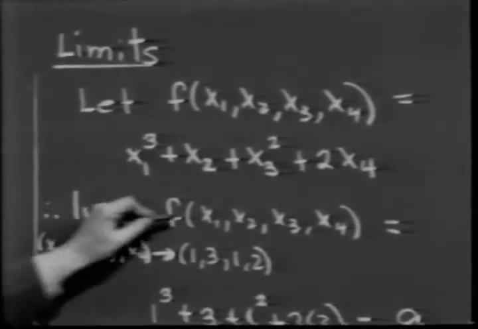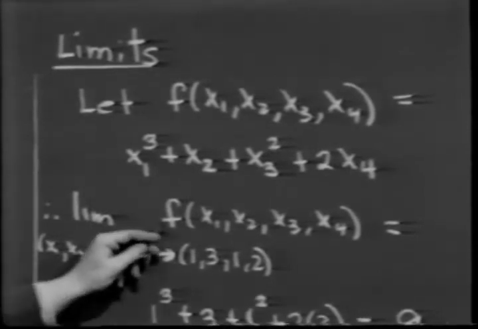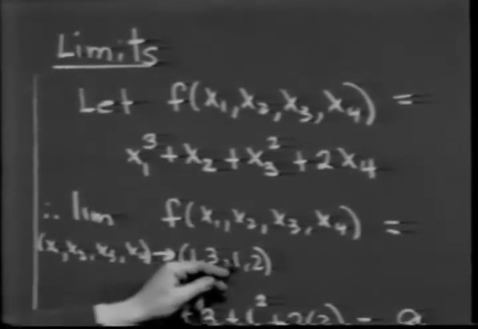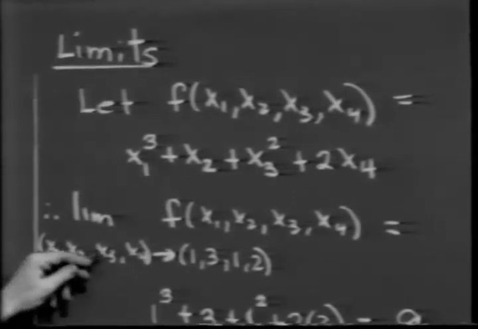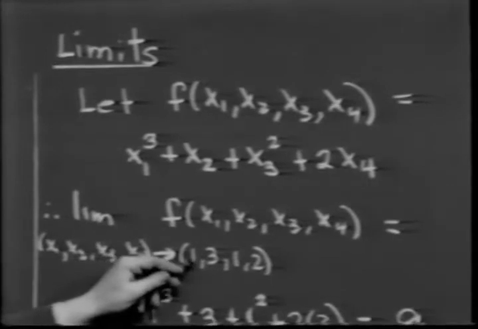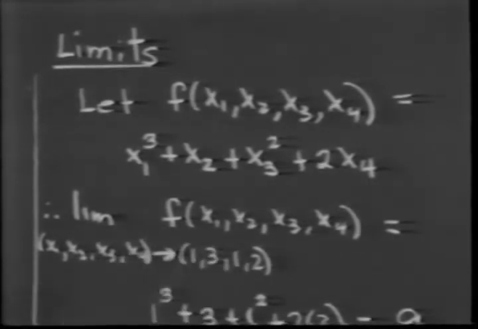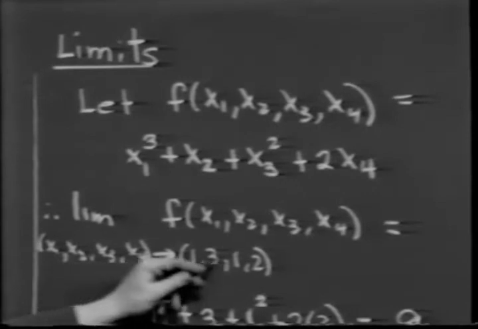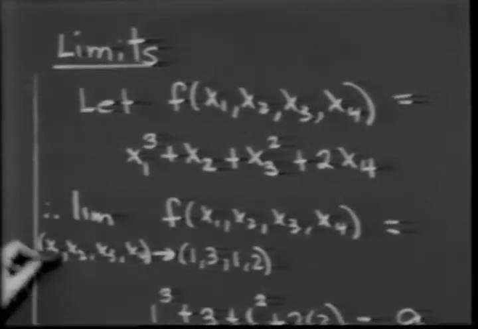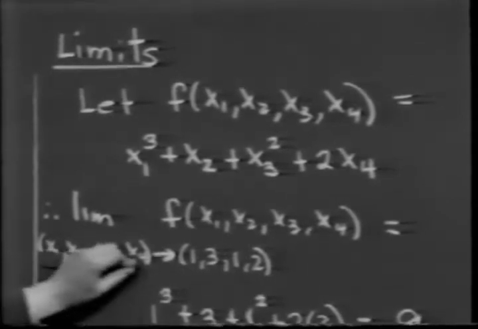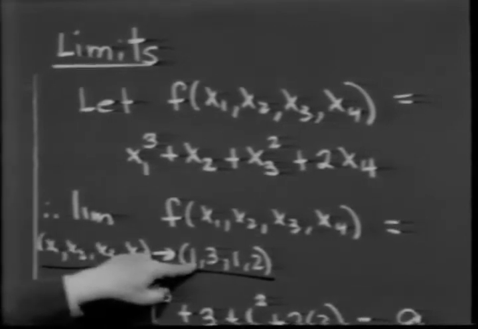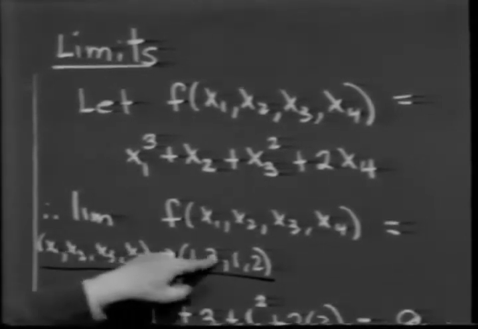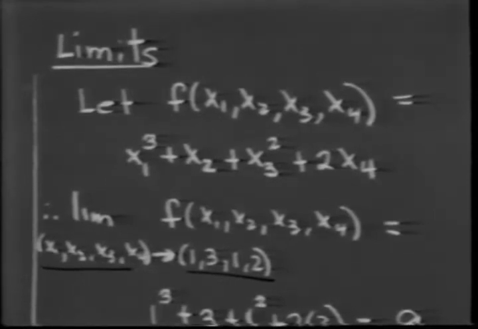Now, the question that comes up in calculus is, can we talk about limits here? Instead of computing what f of 1, 3, 1, 2 is, can I compute the limit of this thing as x1, x2, x3, x4 approaches 1, 3, 1, 2? Now, I think intuitively it's clear that since equality means that you must have equality component by component, to say that this approaches this means that the first component here must approach the first component here, the second component here approaches the second component here, etc.